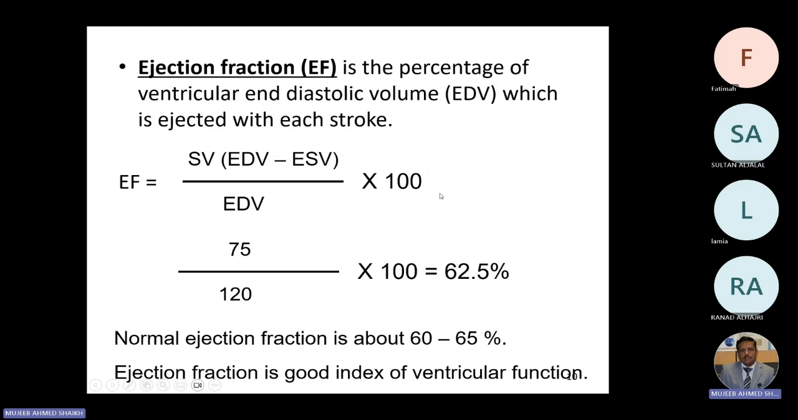If you multiply it by 100, that means if you want to convert it into percentage, that time it becomes ejection fraction. Based on this value, ejection fraction, you can predict what is the condition of the ventricles. Because if the ejection fraction becomes less, that means ventricles are weak. And that's why the ejection fraction becomes decreased. Ventricular function can be predicted by knowing the ejection fraction. How do you know the ejection fraction? By doing 2D echocardiography.